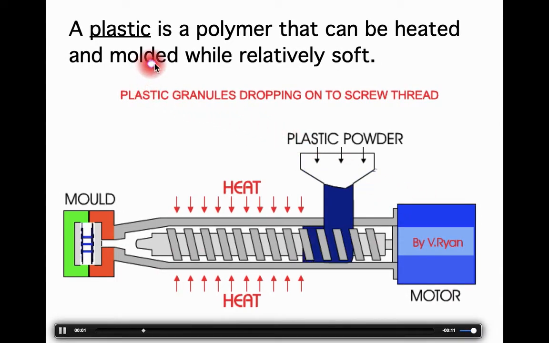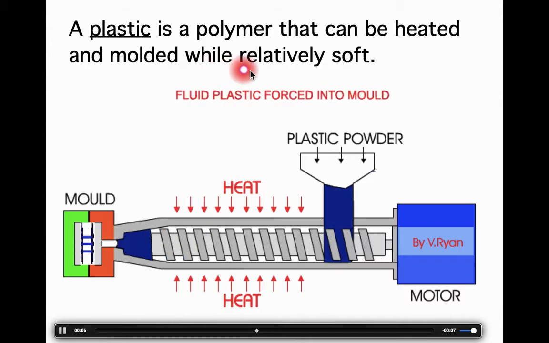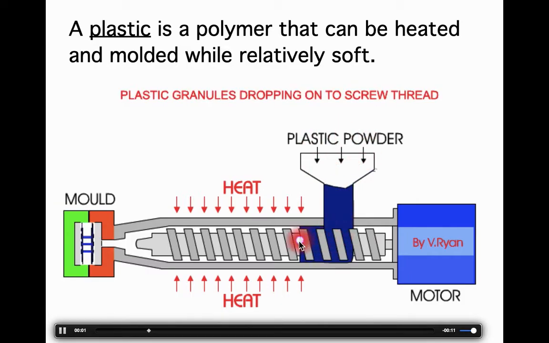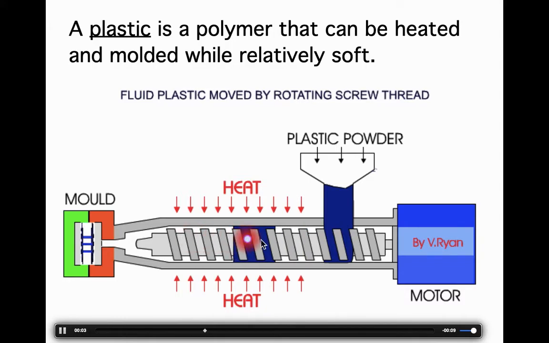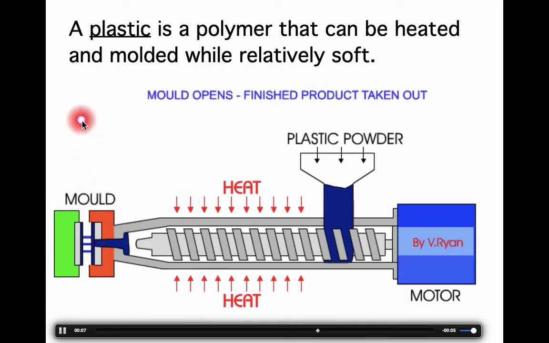A plastic is a polymer that can be heated and molded while relatively soft. And so it's a little animation of this. So you have your plastic powder being injected and heated up and then pressed into some sort of mold. And here, they're making some sort of dinosaur.